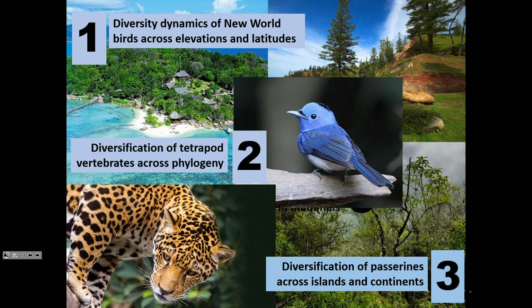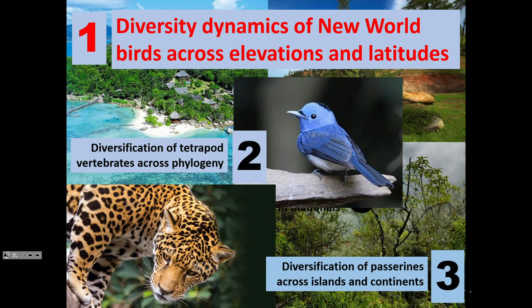I would like to share with you three studies, three projects which address this issue from different angles. The first one studies the dynamics of diversity, the evolution of biodiversity, across elevations and latitudes. The second one studies the dynamics across the phylogeny, right? So this is in the geographic space, across the phylogeny. And the third one across different geographic settings, islands and continents. Let's start with the first one, which studies diversity dynamics of New World birds across elevations and latitudes.